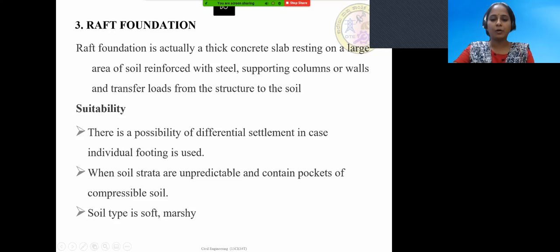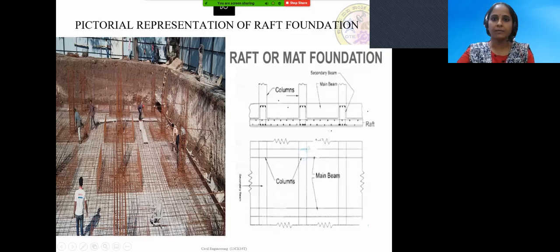Okay, we'll move on to the next slide. So you can see the pictorial representation of a raft foundation. See, this is how it looks. Many columns are there, one, two, three columns. Everything is combined, all three columns, and it gives a raft foundation. All these dots represent the steel reinforcement. Even these lines and dots represent the beams, and the steel reinforcement is mentioned.